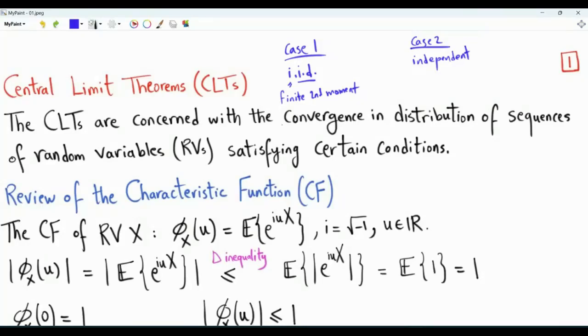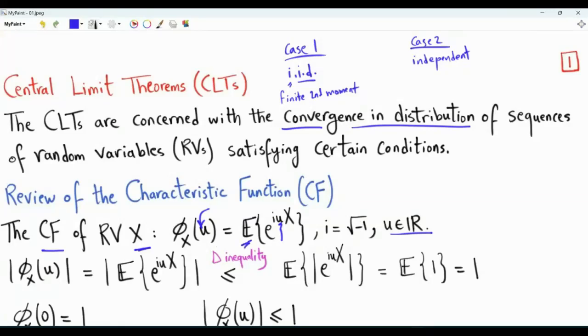The reason for this is that convergence in distribution is facilitated by the characteristic function. In many cases, we can use the characteristic function to study convergence in distribution. The characteristic function of random variable X is this expectation, e to the iuX. X is real valued. The parameter u, which is the parameter of the characteristic function, is also real valued, and i is the square root of -1.